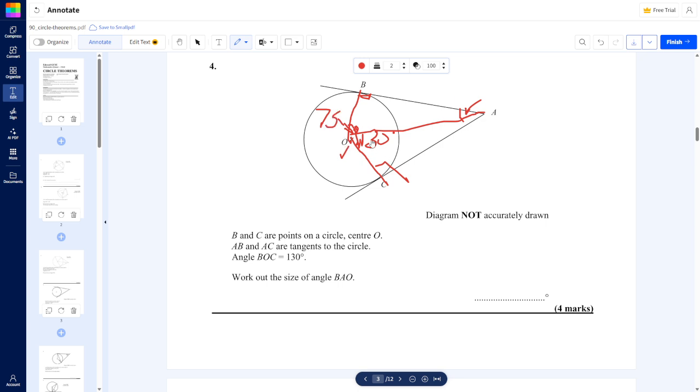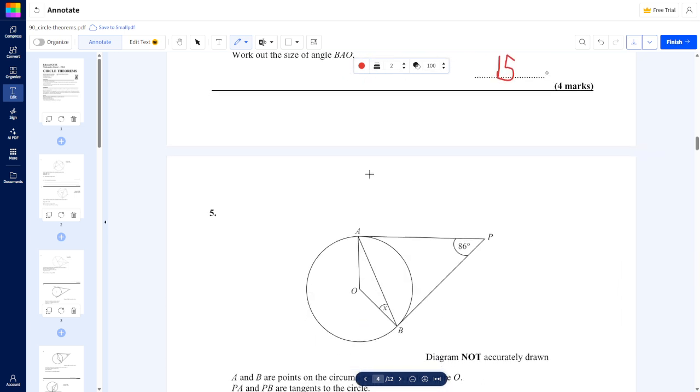Then we have a triangle over here, which means that the angle BAO is just going to be 180 minus 75 minus 90, which is 15. So it's going to be 15 degrees.